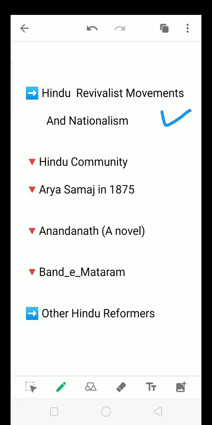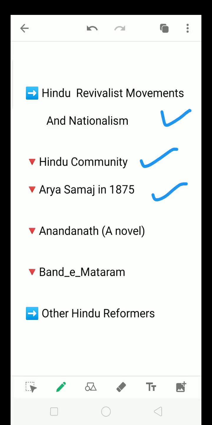The Hindu community under the British went through transformation to form a national identity based on their religious views. The Arya Samaj, founded in 1875, sought the purification and glorification of the Hindu religion as described in the Vedas.